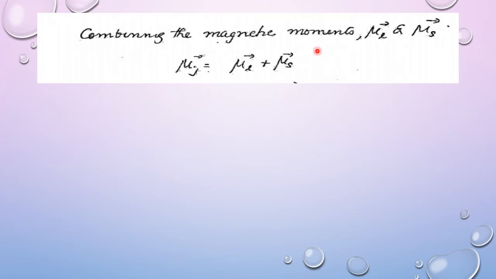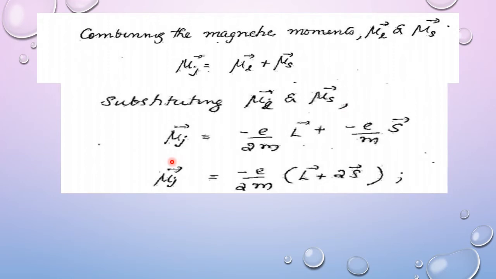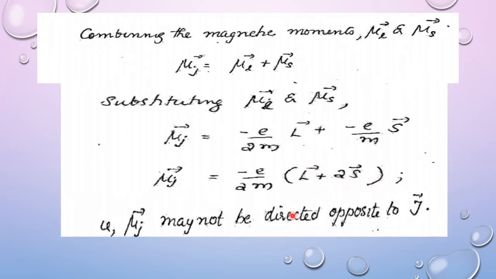Now combining the magnetic moments, we know that both orbital moment and spin moment will be there. So the total magnetic moment mu J is equal to mu L plus mu S. Substituting mu L and mu S, we get mu J equal to minus e by 2m L plus minus e by m S. So mu J is equal to minus e by 2m into L plus 2S. From this equation we find that mu J may not be directed opposite to J. mu L is opposite to L, and mu S is opposite to S, both in opposite direction since there are negative terms in both equations. But in the case of mu J, the term L plus 2S is the vector addition, so it may not be directed opposite to J.